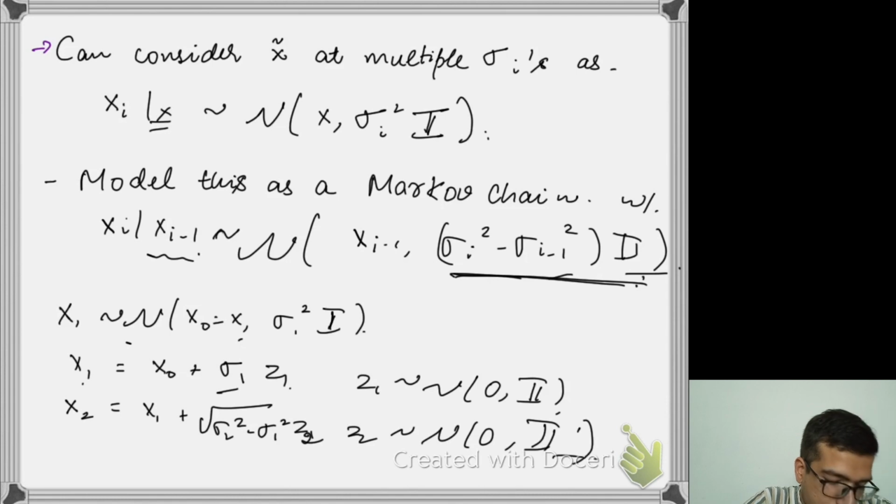And you can check that now I can write x2 as x naught plus sigma 1 z1 plus square root of sigma 2 squared minus sigma 1 squared times z2.